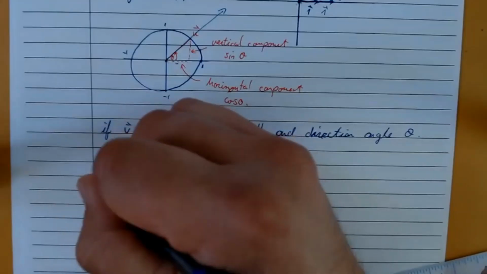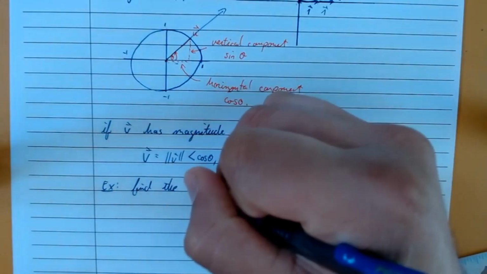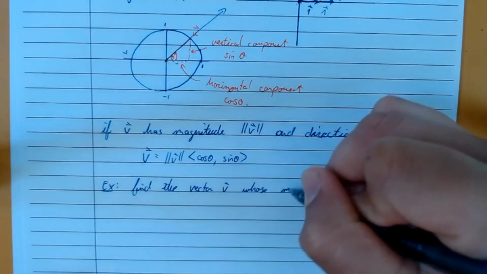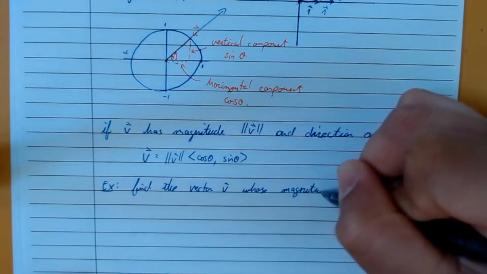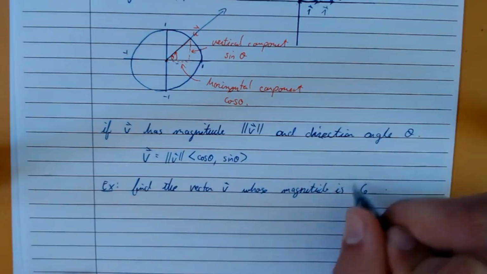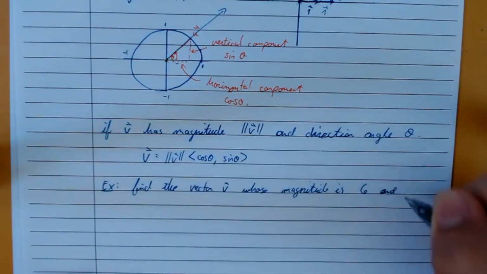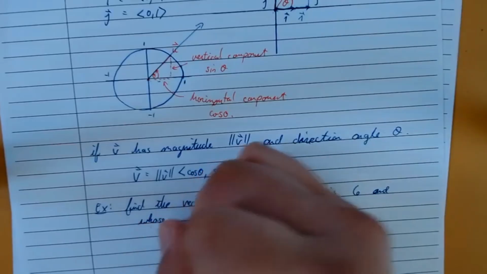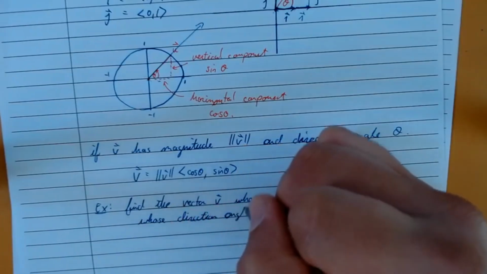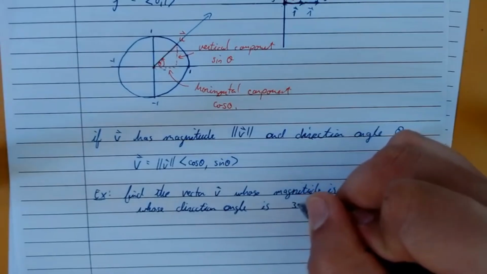So for example, find the vector v whose magnitude is, let's say 6. We're not going to worry about units, just 6, right? 6 inches, 6 meters, 6 whatever, is 6, and whose direction angle is, let's say, 30 degrees, because why not?